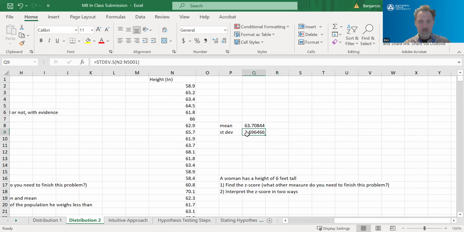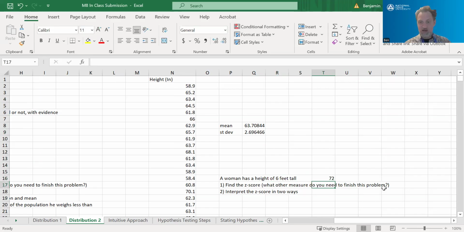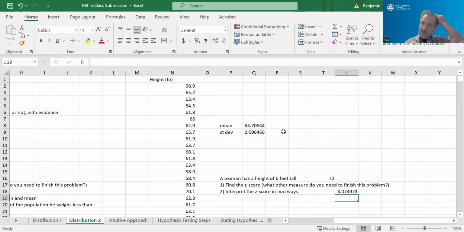And we're going to go ahead and find the Z-score. So 6 feet tall is 72 inches. That's just 6 times 12. And so now I'm ready to do my z-score calculation. So equals 72 minus the mean divided by the standard deviation. Got that parenthesis backwards. I'm using cell references because I don't need to type this in.